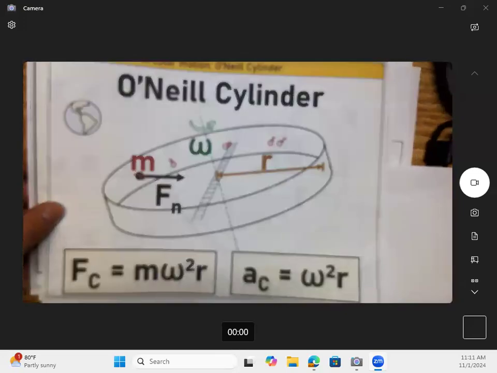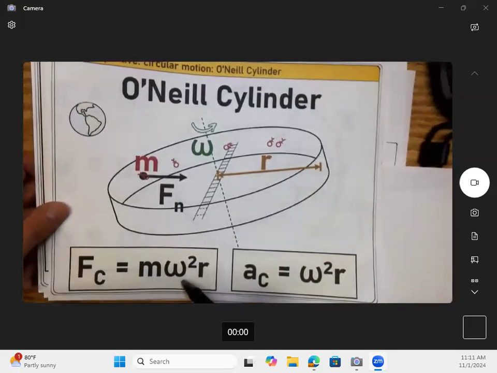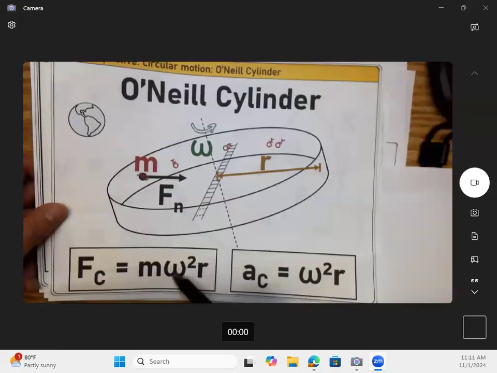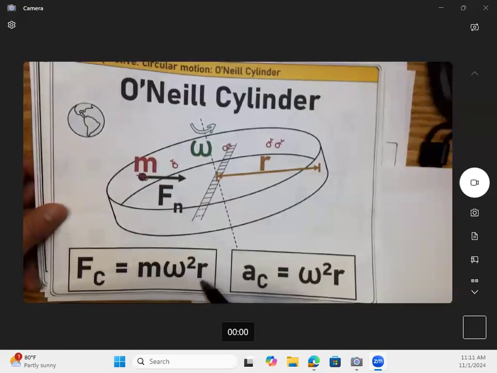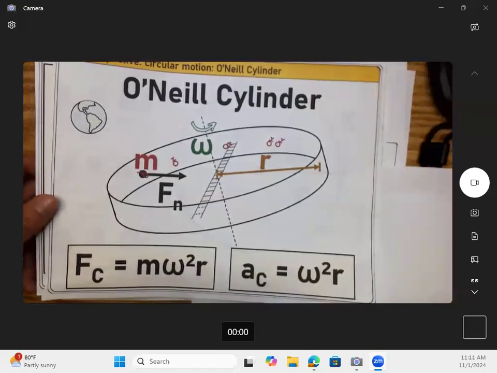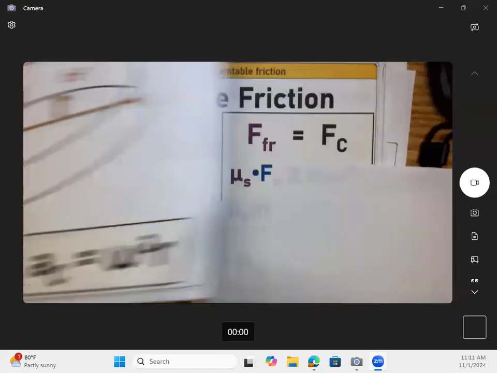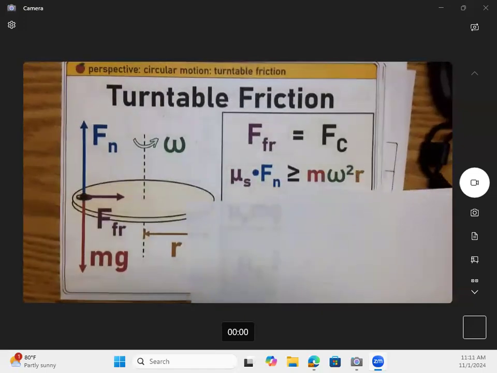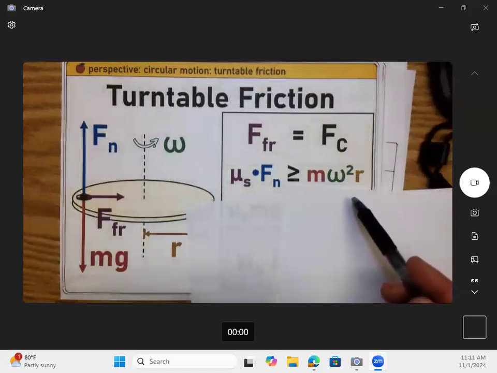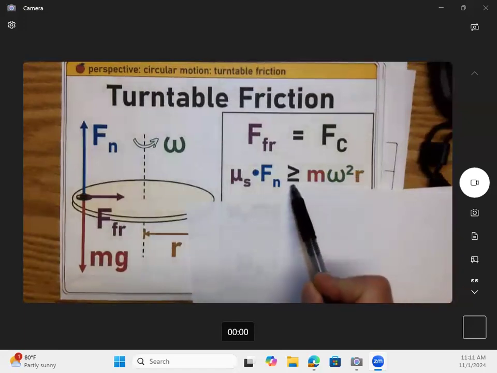Hey, remember O'Neill cylinder right here? Here's also centripetal type force, but it's in terms of angular speed instead of linear speed. So m omega squared times r, right? Which is probably more applicable to this turntable lab. You could do that, right? And that's exactly the next line right here, m omega squared r. Hey, why do I have an inequality? Why is it an inequality?